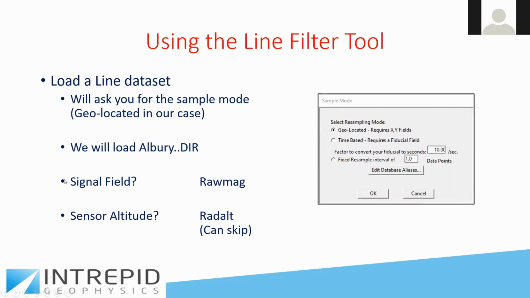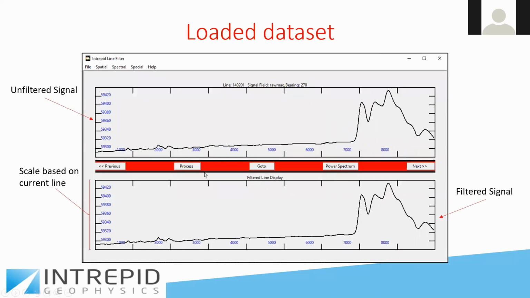And then it'll ask you for a signal field. The signal field we're going to use is raw mag. And if you click OK after that, it'll ask for a sensor altitude. Rad alt is the one we're going to use. You can skip this though if you're not wishing to take the altitude into account, just for demonstration's sake.